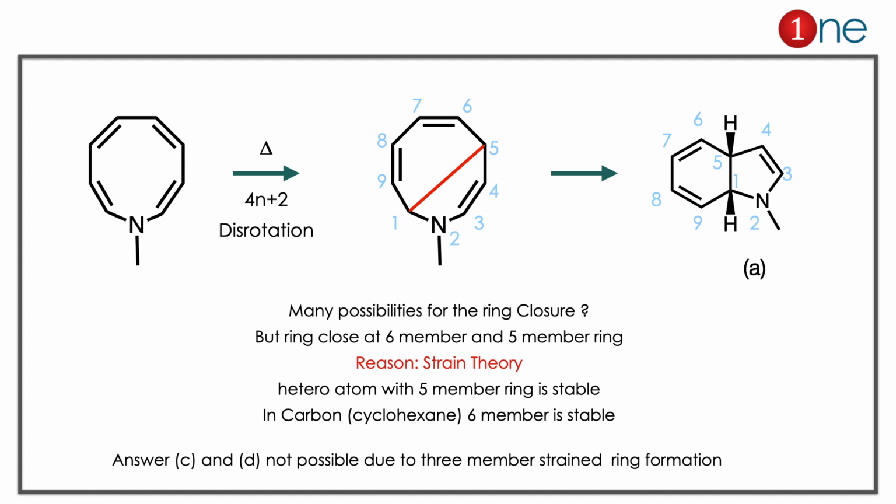Here you have to learn 2 important things. Whenever you decide on ring closure, you should think of ring size and ring stability. In a normal 6-member ring system, cyclohexane is stable, but with a hetero system, the 5-member is stable. The second important thing is that the 3-member ring is not formed because of its strain.